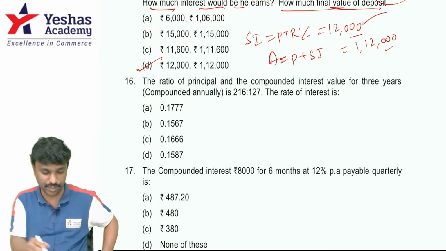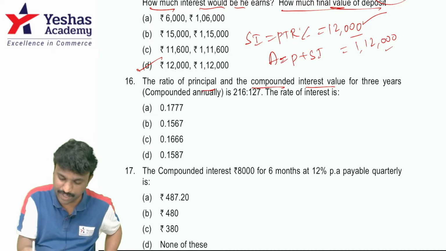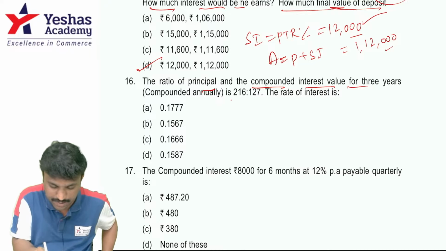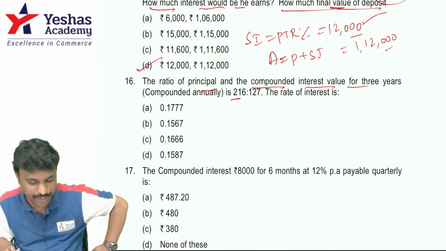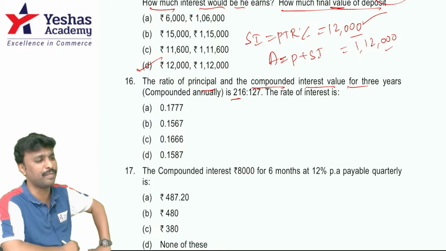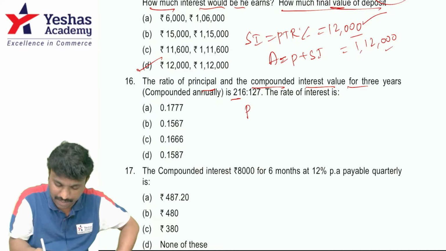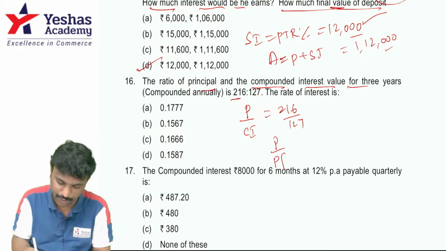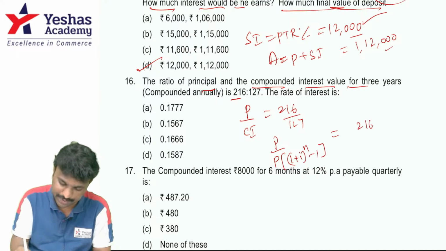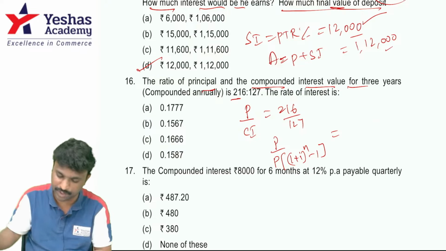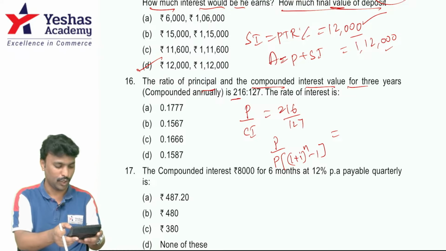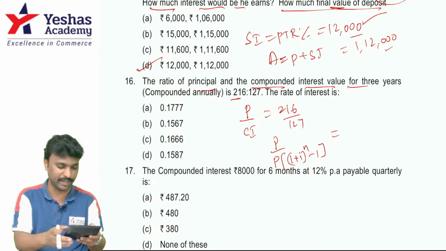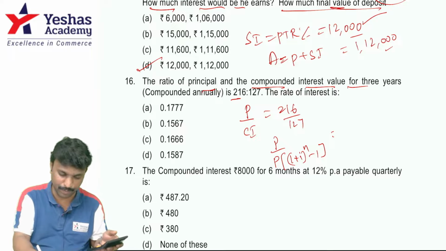Moving on to the next question: the ratio of principal and compound interest value for 3 years is 216 to 127. So what do you understand by ratio of principal to compound interest? It is P by CI, which is 216 by 127. Now, what is the CI formula? P into (1 plus I) whole power n minus 1 is equal to 216 by 127. First of all, find out what is 216 by 127. 216 divided by 127 fetches us 1.7 approx, right?